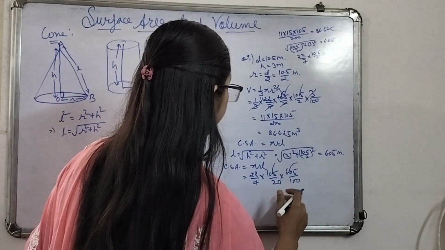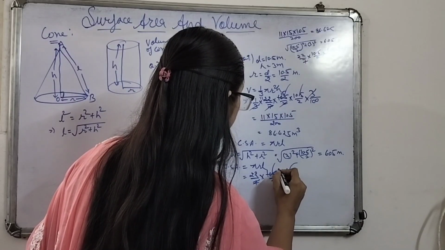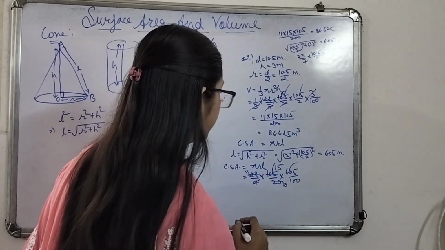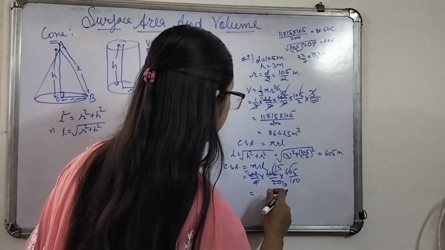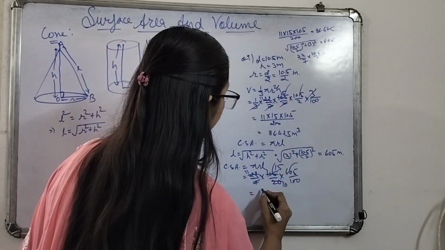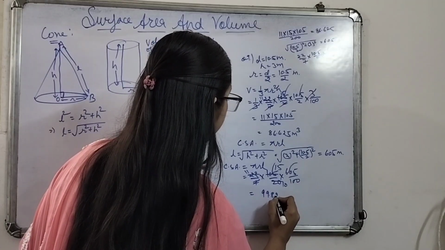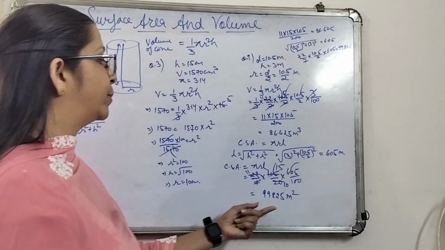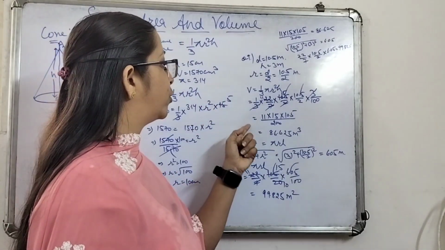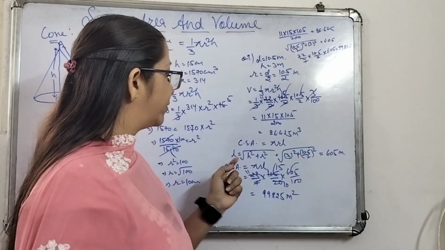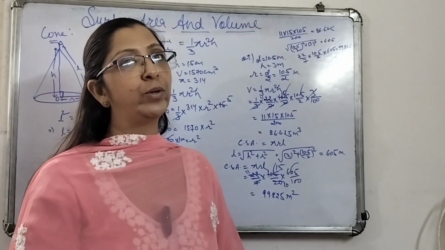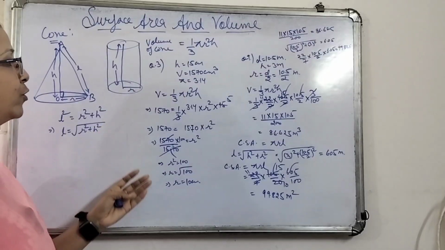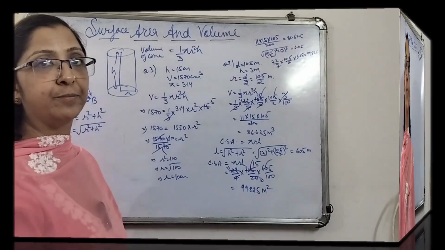So if we solve it further, it will be 7, 15, 2 10 times, 2 11 times. So it will be 1000 in the denominator, and if we solve it, we will get 99.825 meters square. It is your curved surface area. So the unit will be meter square. Whenever it is volume, the unit will be in cubic units, and whenever it is area, it will be in square units. So using the formulas, we can find the area and volume of all the solid figures.